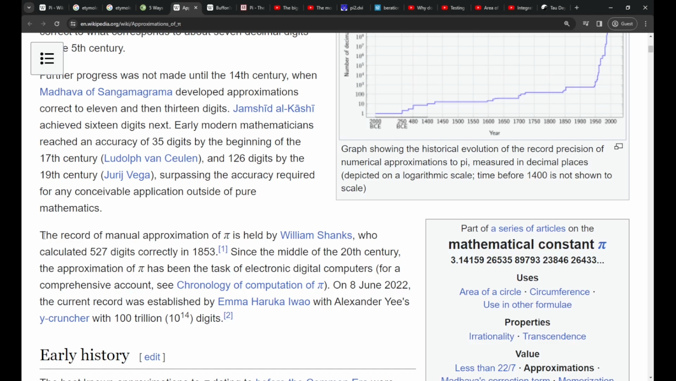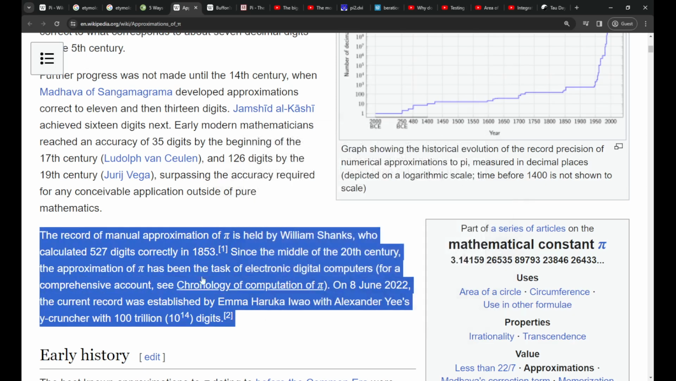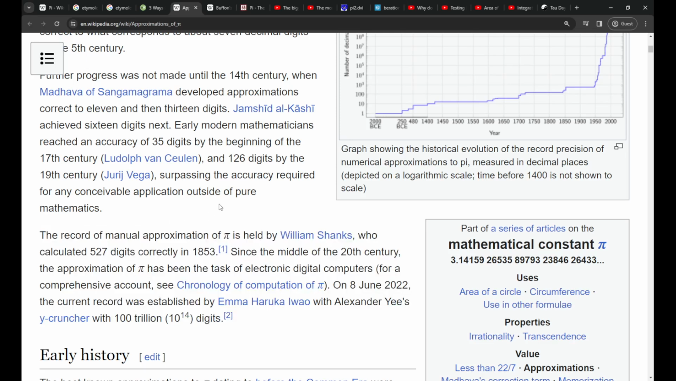Here's what's interesting, to another point of discussion that I'll get into. The record of manual approximation of pi is held by William Shanks, who calculated 527 digits correctly in 1853, and he did that by hand. Because I don't think even mechanical computers were invented by then. Since the middle of the 20th century, the approximation of pi has been the task of electronic digital computers. For a comprehensive account, see Chronology of Computation of Pi. Yet another article from Wikipedia specializing in pi.